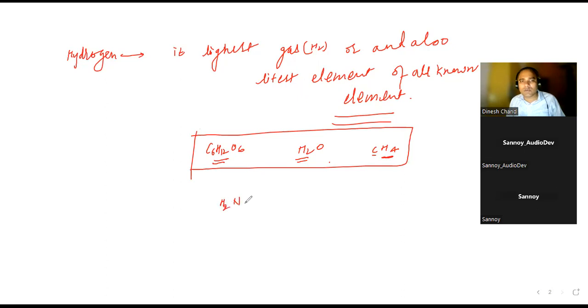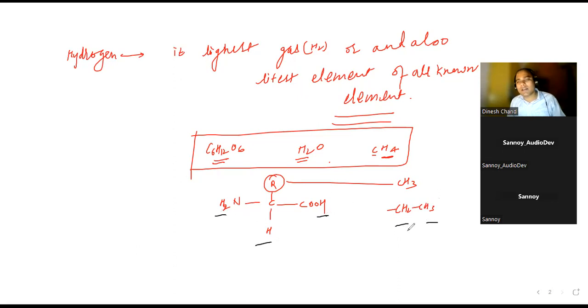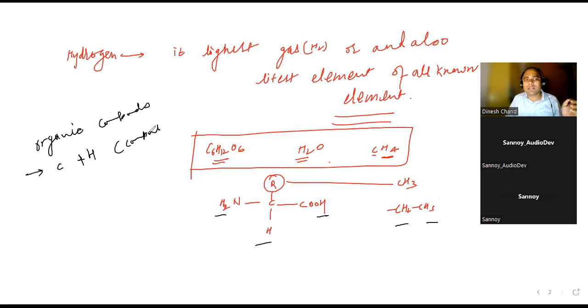Amino acid like NH2, C with R on one side, H on this side, and COOH. This R can be any alkyl group, either CH3 or CH2CH3. So here you will find that hydrogen comprises most of the organic compound. When you talk about organic compounds, two elements are common: carbon and hydrogen. Not only common, they are the compulsory elements, carbon and hydrogen. The rest of the elements will be in different proportions.